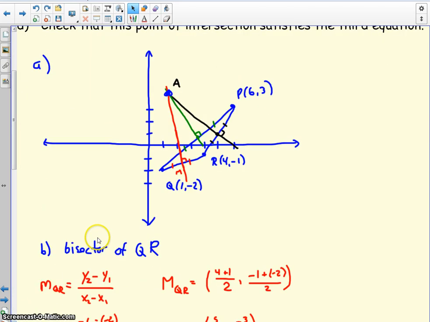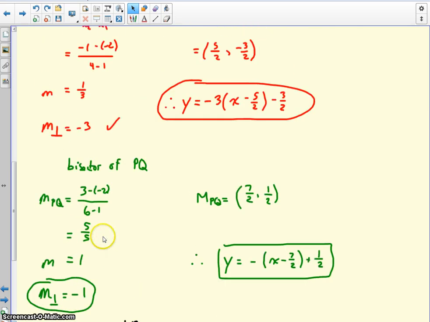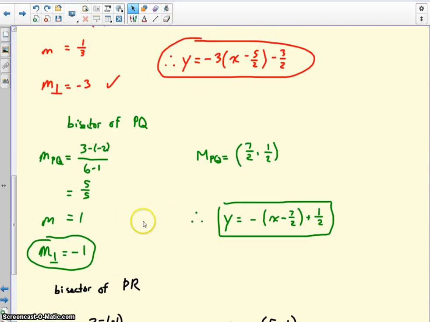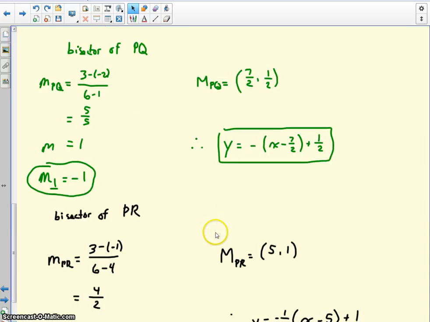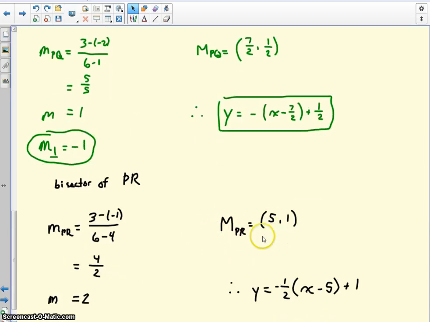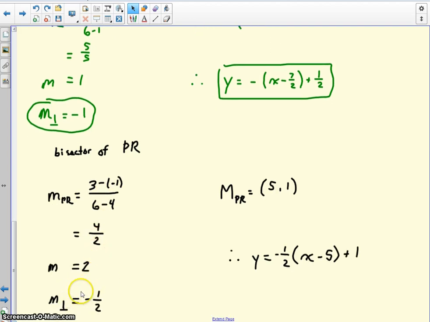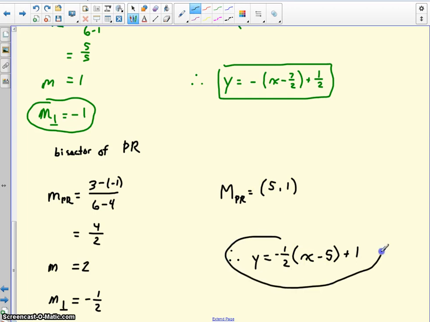Okay, so if you want to check your remaining bisectors before you go too much further, for the bisector of PQ, again, I found the midpoint of PQ and the slope of PQ. My midpoint became 7 over 2, 1 over 2. My slope was 1, which means the negative reciprocal of that was negative 1. So I got the equation y equals negative bracket x minus 7 over 2 plus 1 over 2. For PR, same thing. Midpoint of PR was 5, 1. Slope of PR was 4 over 2, which is 2. Negative reciprocal for the perpendicular slope was negative 1 over 2. So I got my third equation down here.